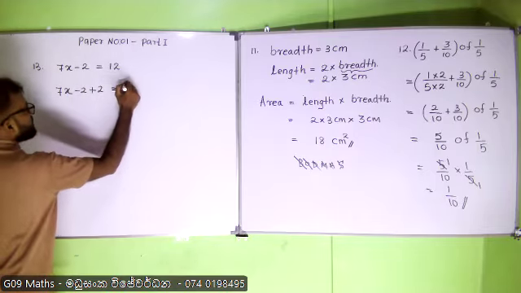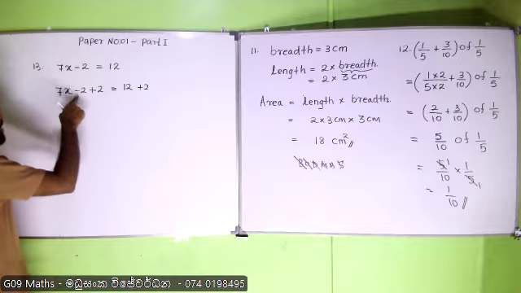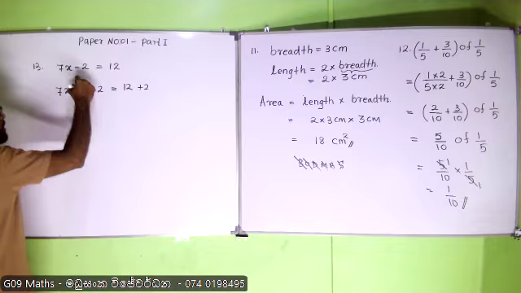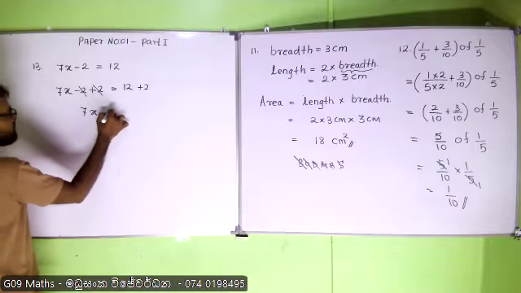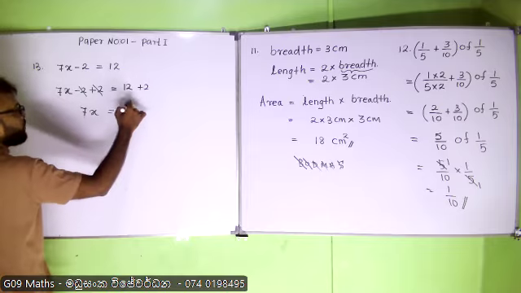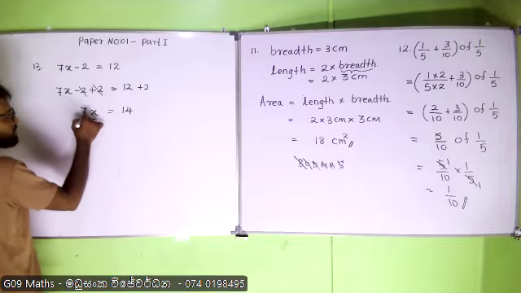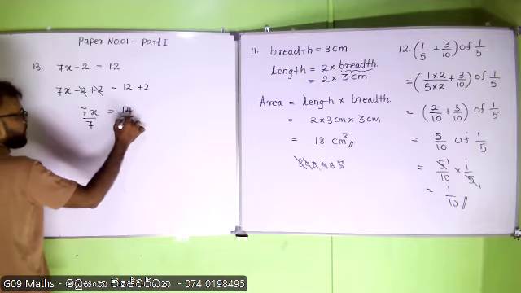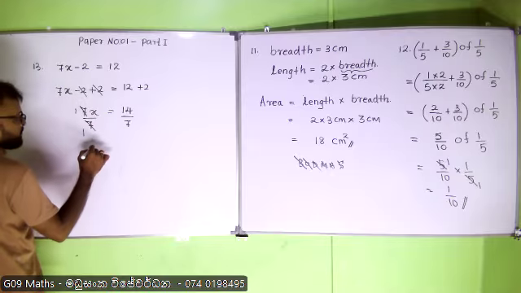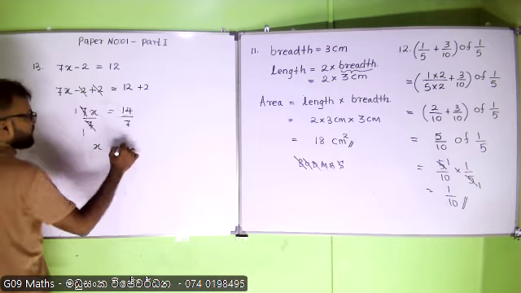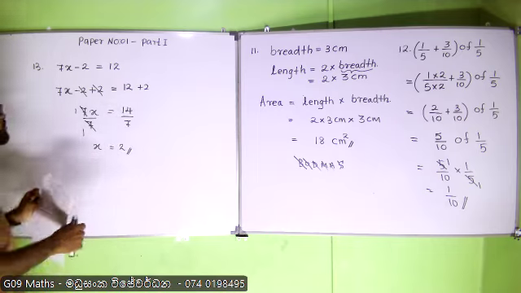So minus 2 plus 2 equals 12 plus 2. I am going to add 2 to both sides. Here negative 2 and positive 2 cancel out. What remains is 7x equals 12 plus 2, which is 14. According to axioms, you are going to divide both sides by 7. If you want to find the value of x, 7 times 1, 7 times 1. x equals 14 divided by 7, that is 2. That is how we are going to use axioms.